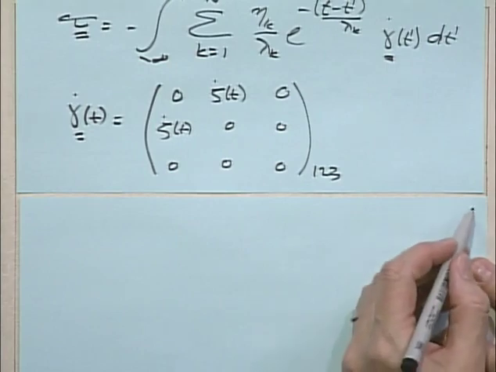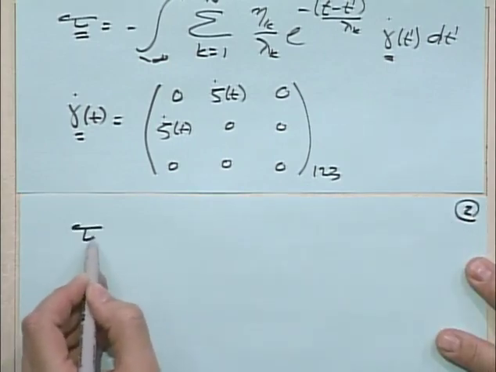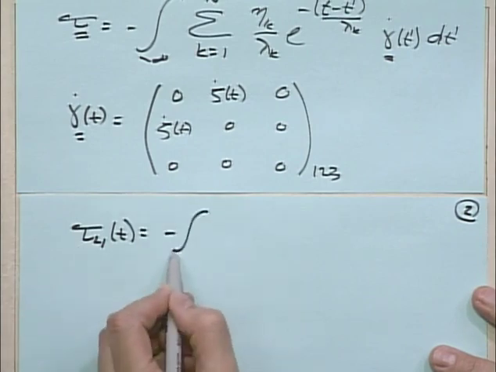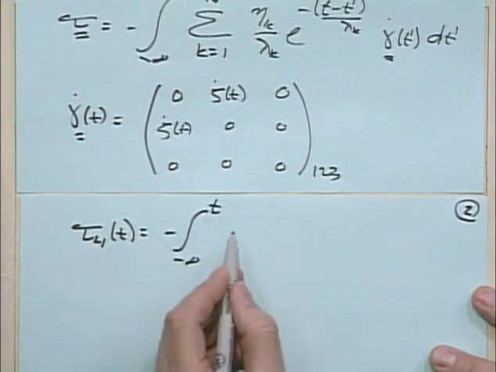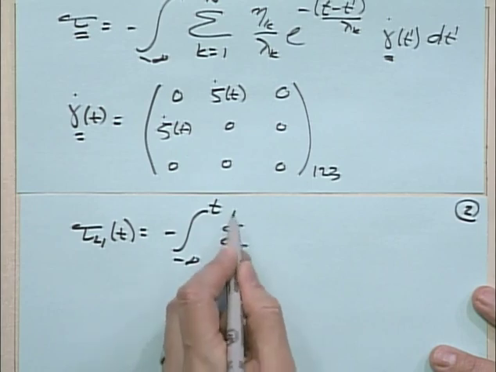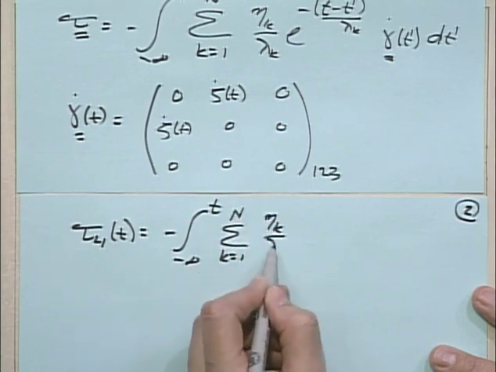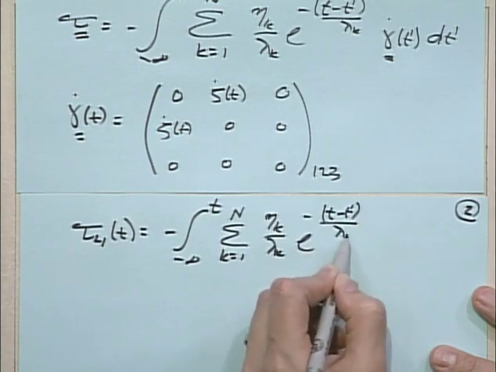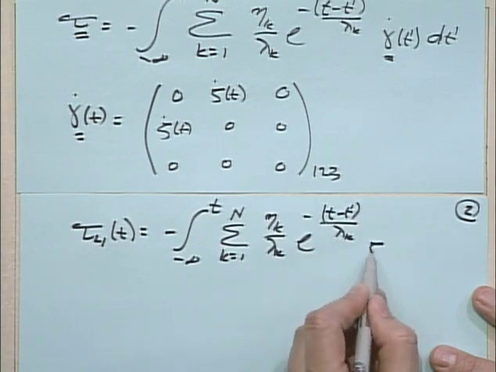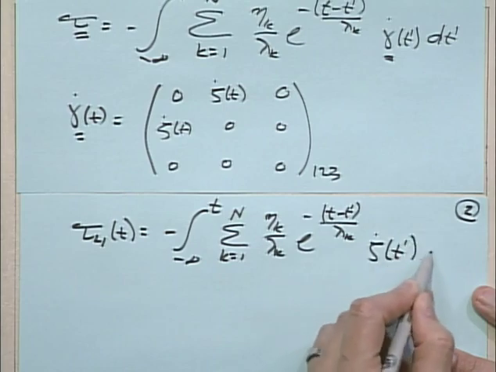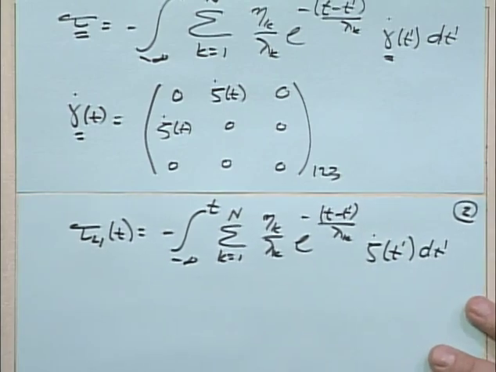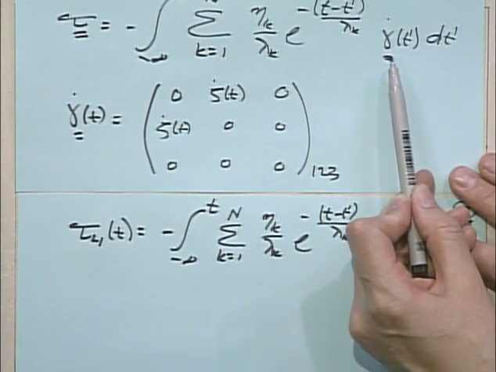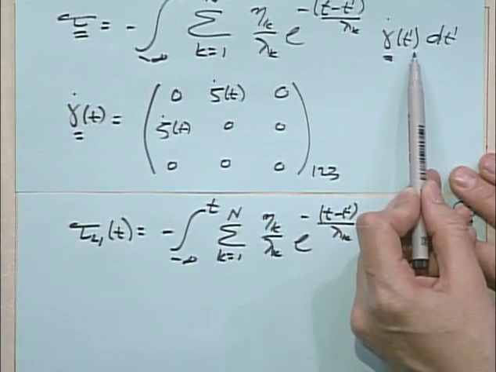That simplifies our life. So tau 2-1, which is a function of time, is equal to minus the integral from minus infinity to t of this sum, k equal 1 to n, eta k over lambda k, e to the minus t prime over lambda k, times sigma dot of t prime dt prime. It's sigma dot of t prime because this says, give me gamma dot at t prime.